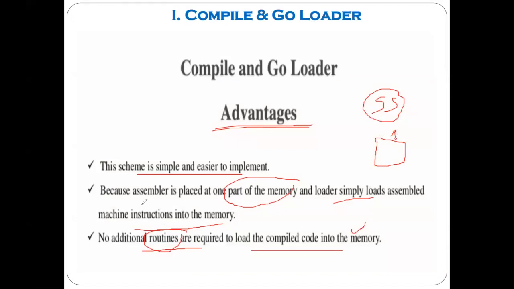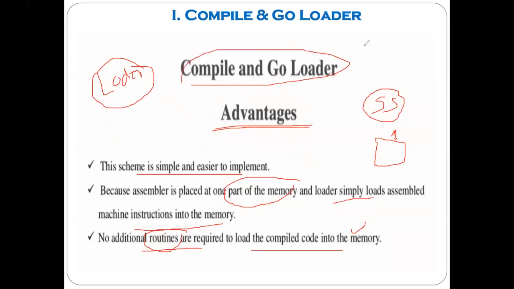Okay, no additional routines, in the sense that, to load the program into the main memory, we need an additional subroutine, that is the loader. But in the case of the compile and go loader, that functionality is done by the translator itself. Understood? That functionality is done by the translator itself. That is the reason it is referred to as the compile and go loader.